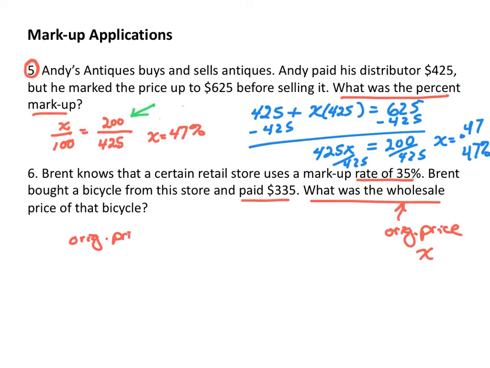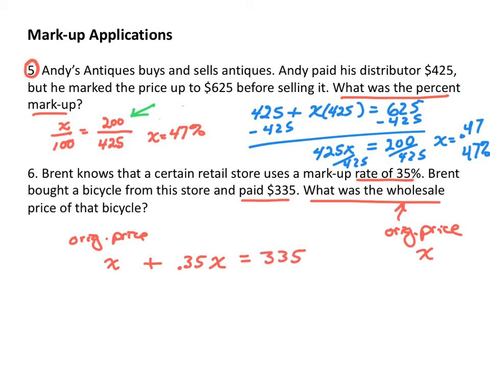So we're going to start with the original price, x. And then it's a markup, so we're adding 35%, so 0.35. Now that's 35% of the original price, but we don't know the original price, so it's 0.35 times x equals the final price. The final price that he paid for the bicycle, $335.